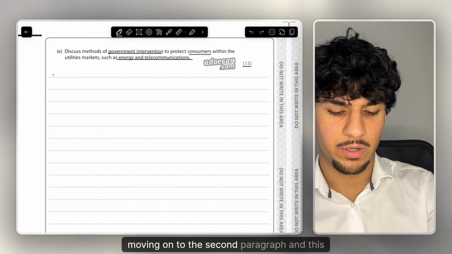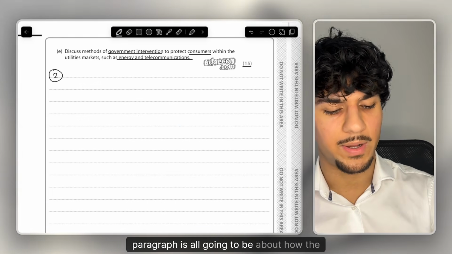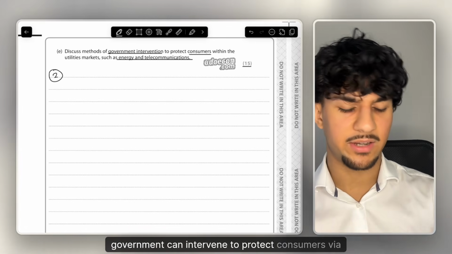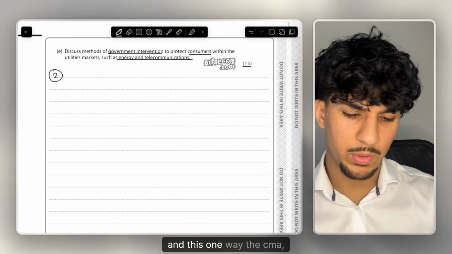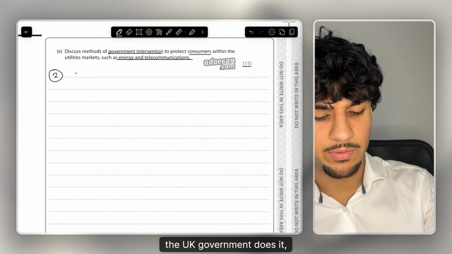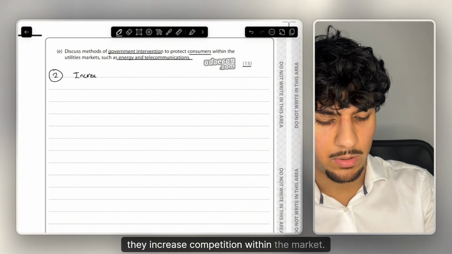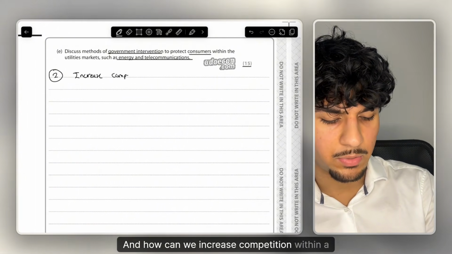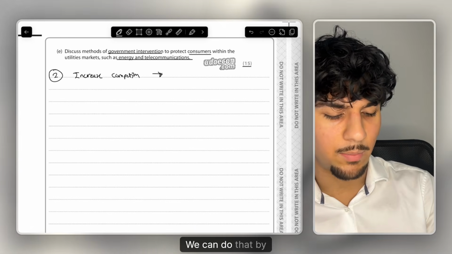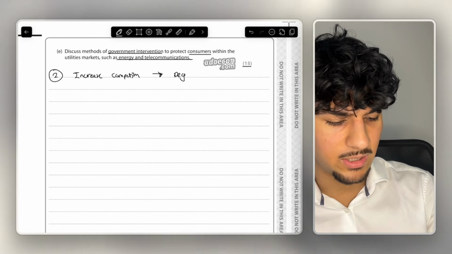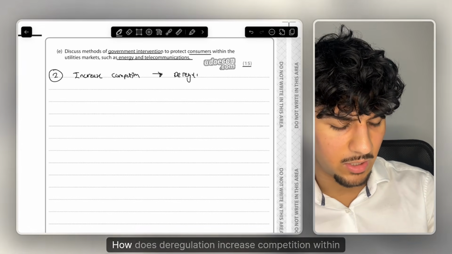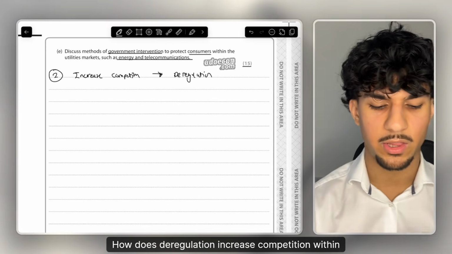Moving on to the second paragraph, and this paragraph is all going to be about how the government can intervene to protect consumers via, and this is one way the CMA/the UK government does it, they increase competition within the market. And how can we increase competition within a market? We can do that by a concept called deregulation.